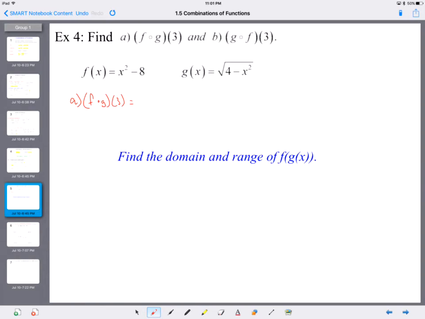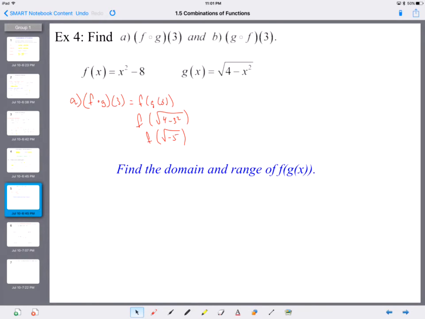We're going to find g of 3 first. So it's f of g of 3. So we plug 3 in for the g function. And if we do that, that would be the square root of 4 minus 3 squared. And so f of the square root of 4 minus 9 would be negative 5. Well, we run into a little problem here. Square root of negative 5 is an imaginary number. And if you go back to when we talked about domain, we're talking about real numbers here. So we're done. We can't go any farther.